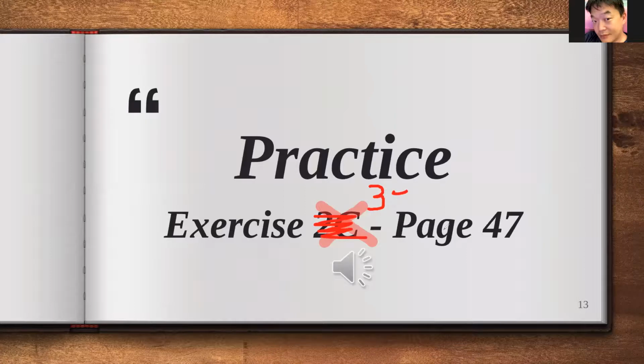Exercise 3, page 47. And now you have 3 pictures here. Number 1, Teresa's wrist is very sore. Number 2, Ed is very hot, he doesn't feel well. And number 3, Susanna fell off her chair. Okay, so you have 3 people with 3 problems. I want you to write down your advice for them.